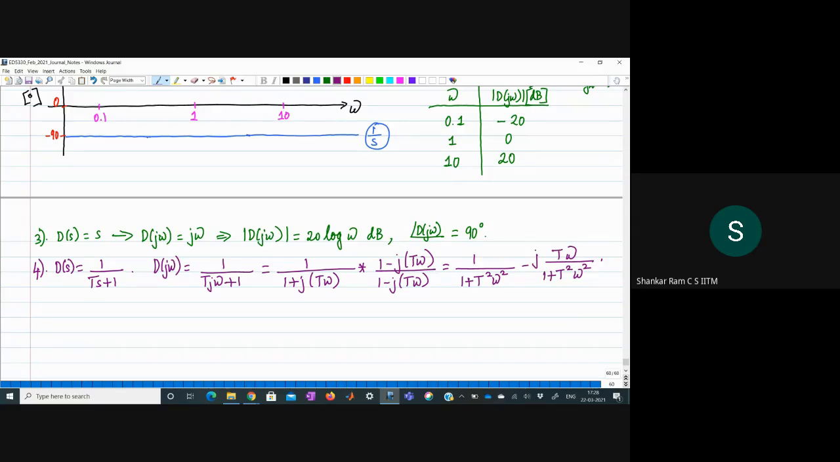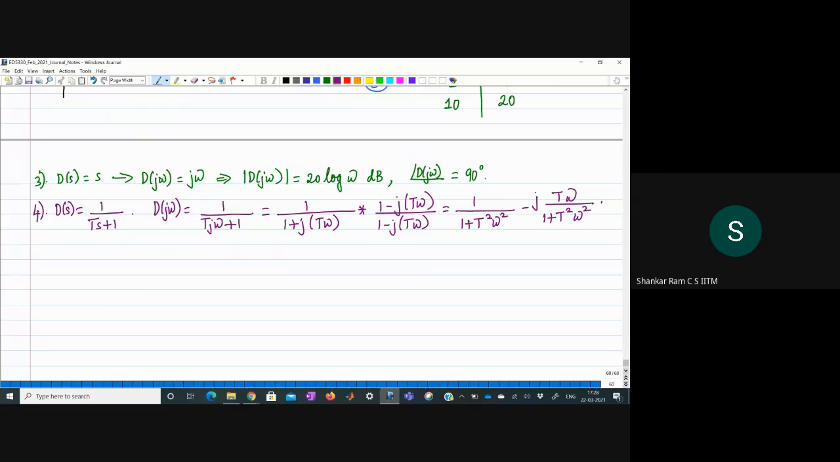Now, if we look at the magnitude, what do you think will be the magnitude of D of j omega? We can just straight away write it. We don't need to take the square of the real part and the square of the imaginary part, add them, and then take the square root. That's going to be the ratio of the numerator magnitude, which is 1, to the denominator magnitude, which is the square root of T squared omega squared plus 1, right? Because that's something all of us will know.